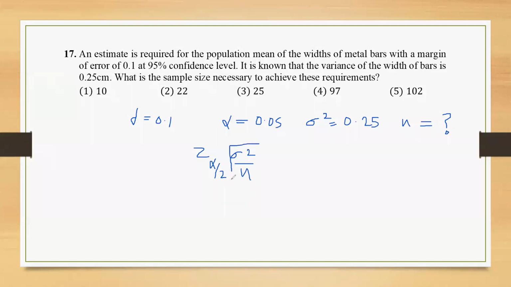And here is square root. This is equal to the margin of error. So normally we denote margin of error by simple d. So now we can substitute the values, right? So Z alpha divided by 2 means Z 0.025. So you know these values, right? Z 0.025 means 1.96.